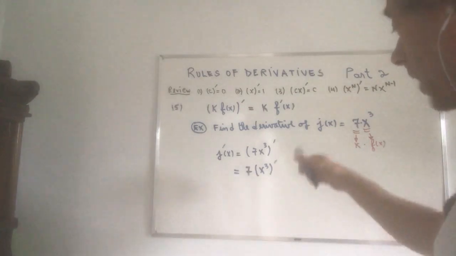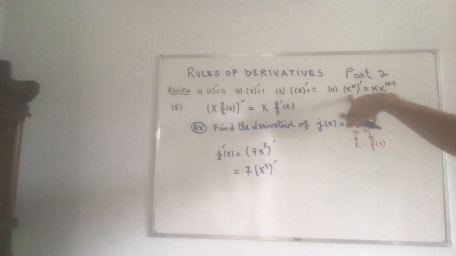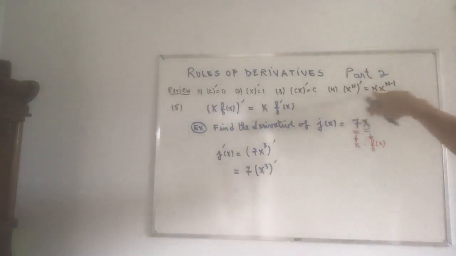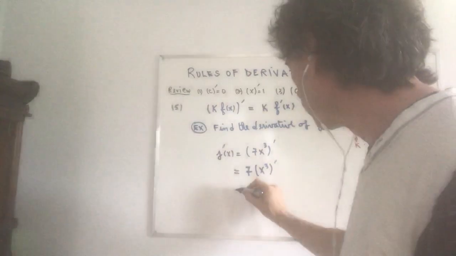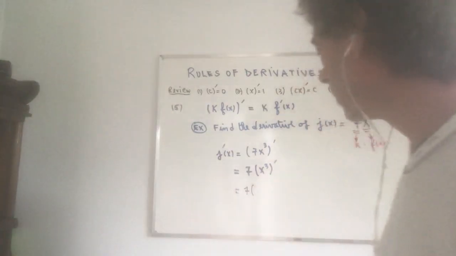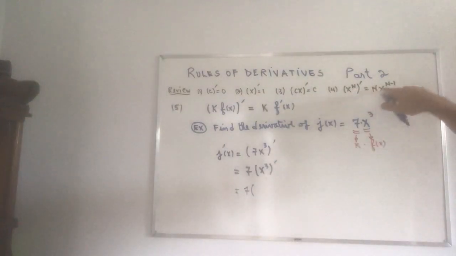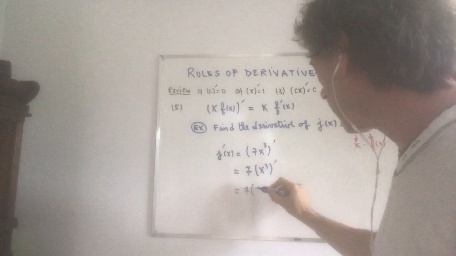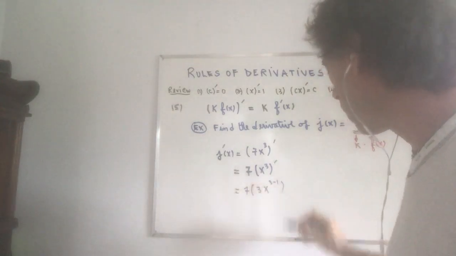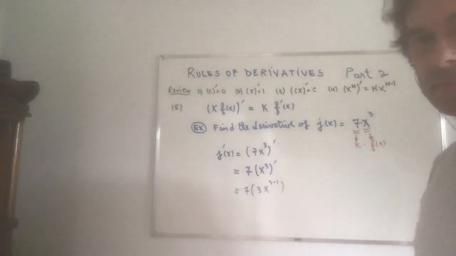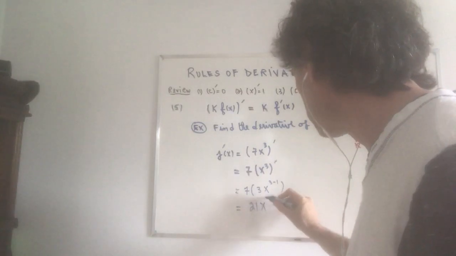And then I try to think, do I know a rule for this? Of course I do. Rule number 4. The derivative of x to the 3 is like x to the n, where n is 3. So what is this? This is 7 times what? Well, if the n is 3 and it goes in front and the power is reduced by one, then we should get 3x to the 3 minus 1. That should be my answer. Yes? And that should be 21x squared.